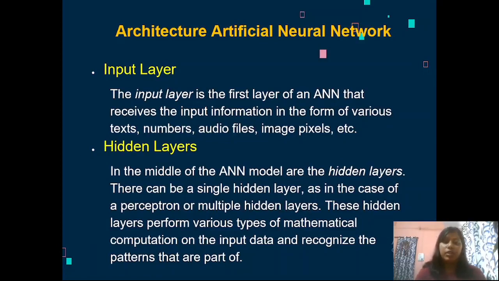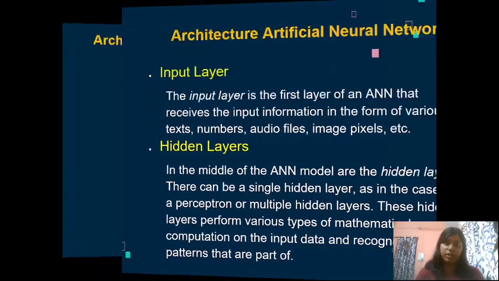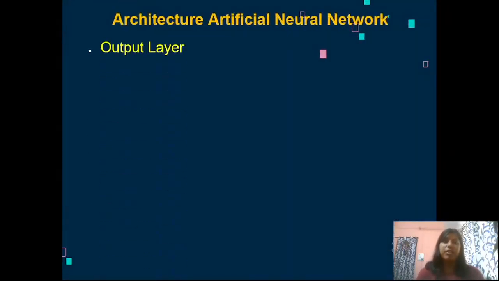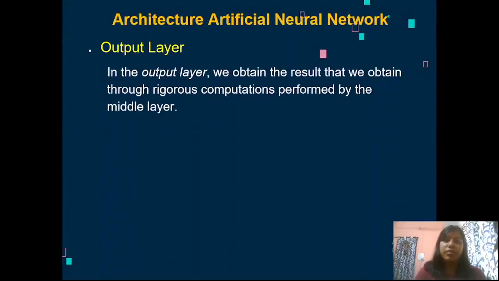Then in the middle of the ANN model are the hidden layers. There can be a single hidden layer as in case of a perceptron, or there can be multiple hidden layers. These hidden layers perform various types of mathematical computation on the input data and recognize the patterns that are a part of it. Finally, we have the output layer. In the output layer, we obtain the result of the rigorous computations performed by the middle layer, that is the hidden layer.